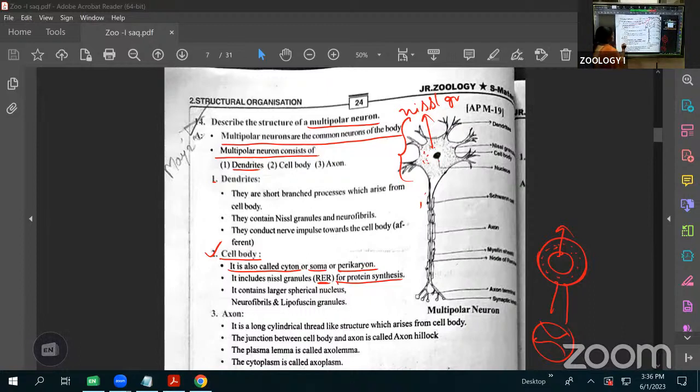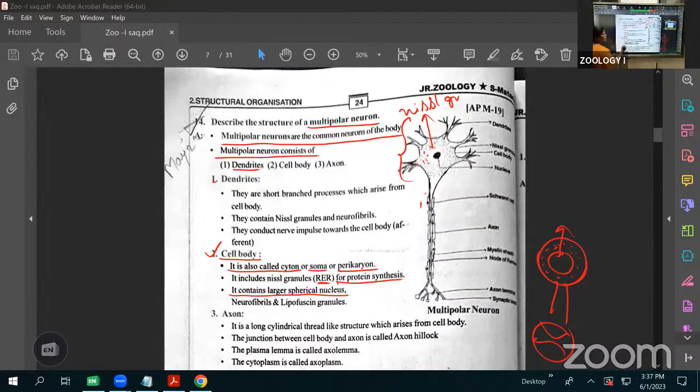Next, the cell body contains a larger spherical nucleus, and the nucleus is present inside the cytoplasm. The cytoplasm has the Nissl granules present in it. These Nissl granules are made up of rough endoplasmic reticulum. They are helpful for protein synthesis. And in the center of the cell body, the nucleus is present. This is about the cell body.